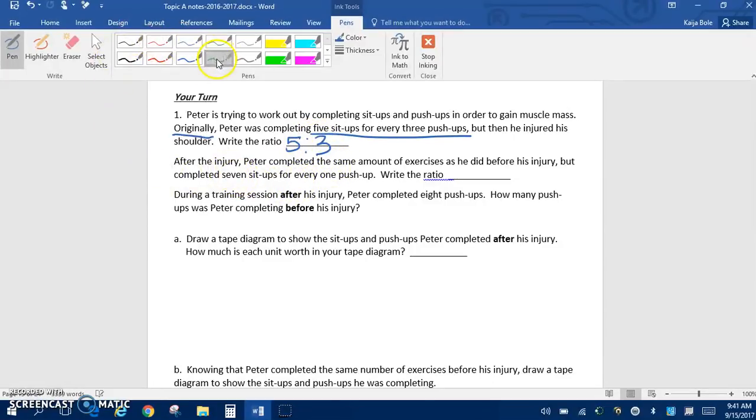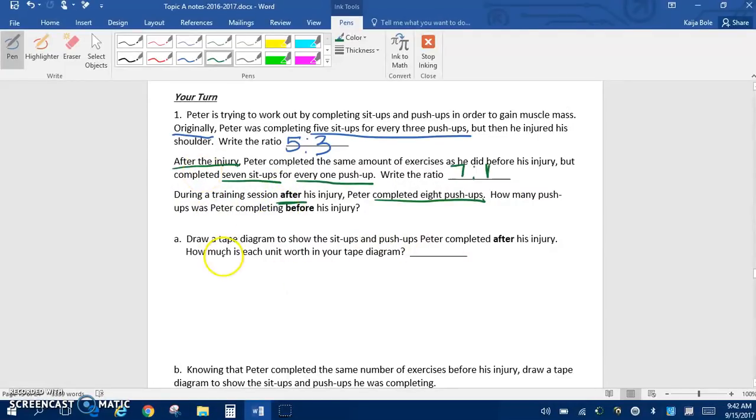After the injury, so I'm going to change my color here. After the injury, Peter completed the same amount of exercises as he did before his injury, but completed 7 sit-ups for every 1 push-up. So again, it says to write the ratio for sit-ups to push-ups. On this line, you can put 7 to 1. And the last part here says during a training session after his injury, Peter completed 8 push-ups. How many push-ups was Peter completing before his injury?